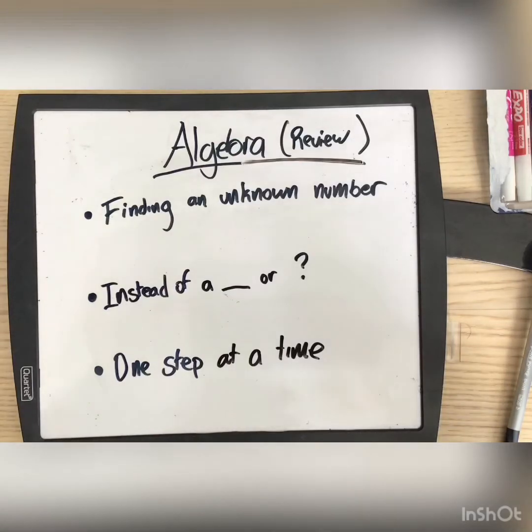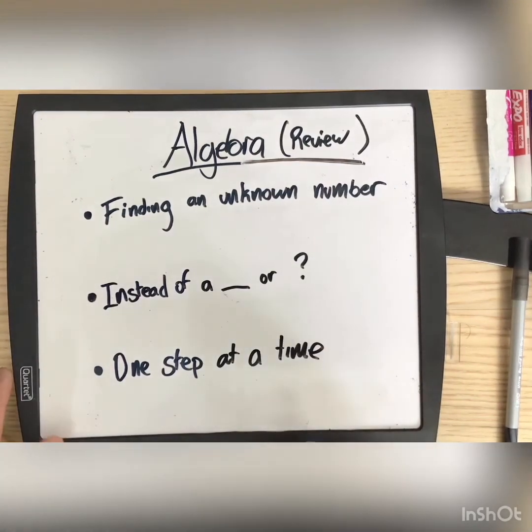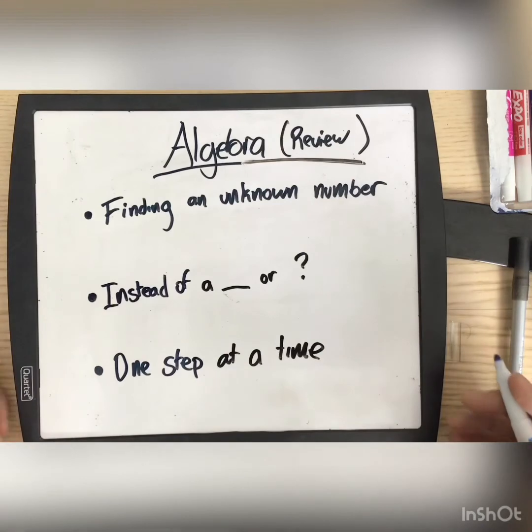Hey guys, just doing a quick algebra review just in case you forgot or you need some additional notes, or you're starting to do it and you're not exactly sure what to do next. Algebra is all about finding an unknown number. You've been doing this since about grade 3, but you didn't call it algebra.